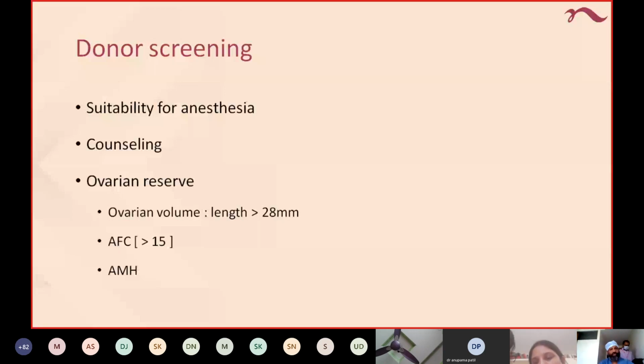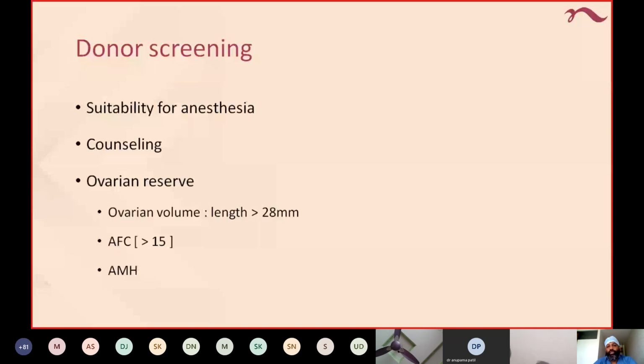For donor-recipient cycles, first put both the donor and recipient on OC pills and withdraw so that the cycles can be matched. The donor can be started on the antagonist protocol, just as I told you. On day 2, you start with the injection, and add the antagonist in between. The recipient can be suppressed if she is having periods, not for patients with premature ovarian failure.